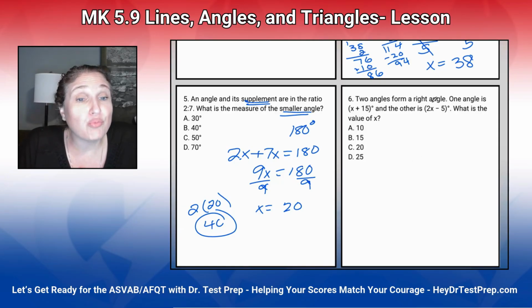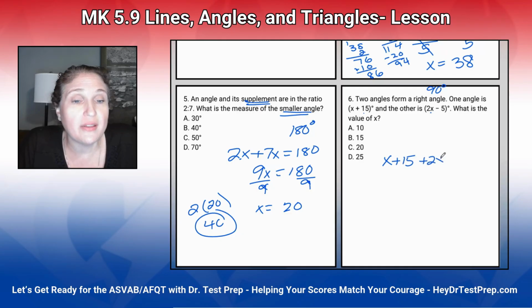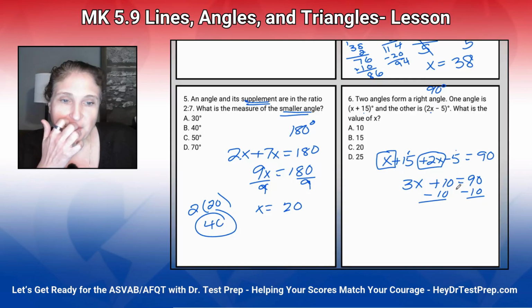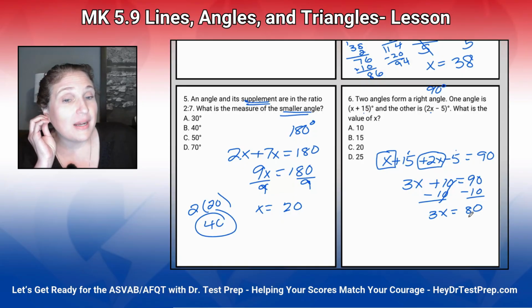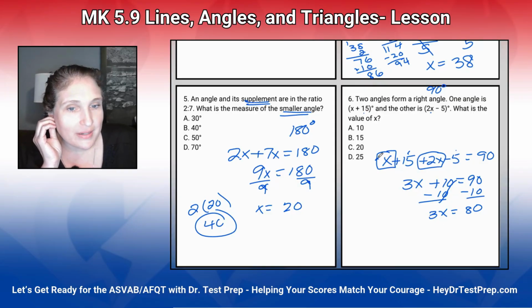Two angles form a right angle, so we know they equal 90 degrees. One is this, one is this. So we're going to just add them all together and set it equal to 90. 2x plus x is 3x. 15 minus 5 is 10. Subtract 10 from both sides. Man, 3x equals 80. I need to change one of these numbers so that it ends up working out. Let's make this say 2x here.